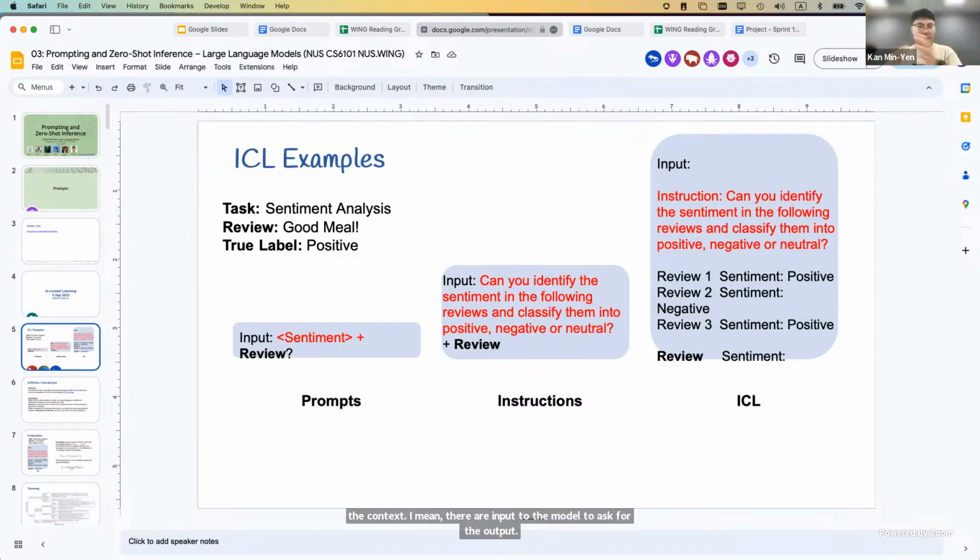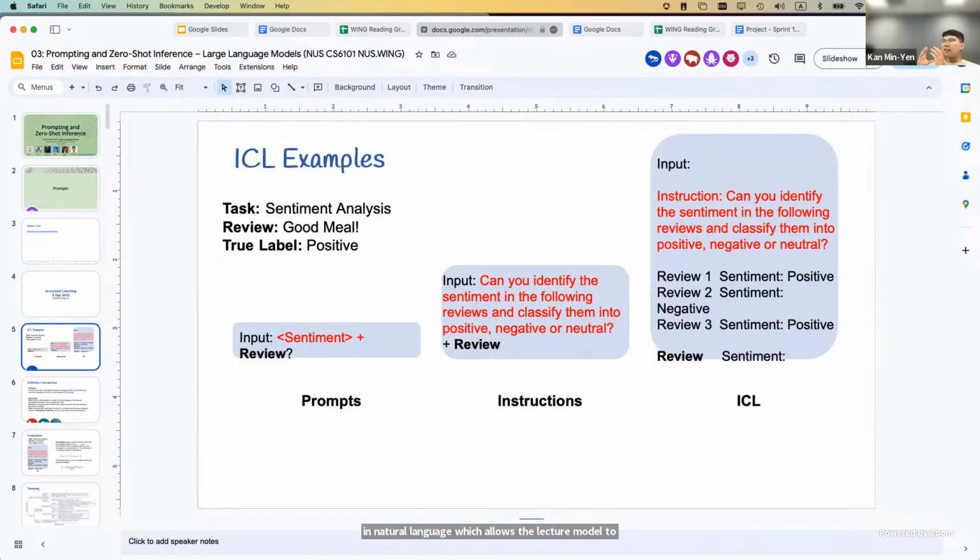But later on, as the evolution goes on, we change the prompt into an instruction format. The instruction format is written in natural language, which allows the language model to learn the certain description about the new task. So, for example, for the sentiment analysis task, you can convert it to an instruction like, can you identify the sentiment in the following reviews and classify them into positive, negative, or neutral? This is a very clear instruction to the language model, where you can perform the instruction prompting.